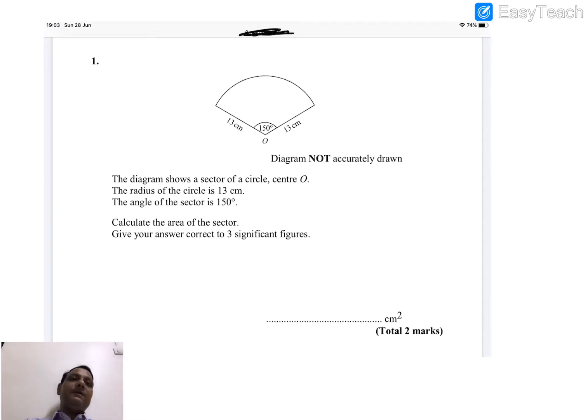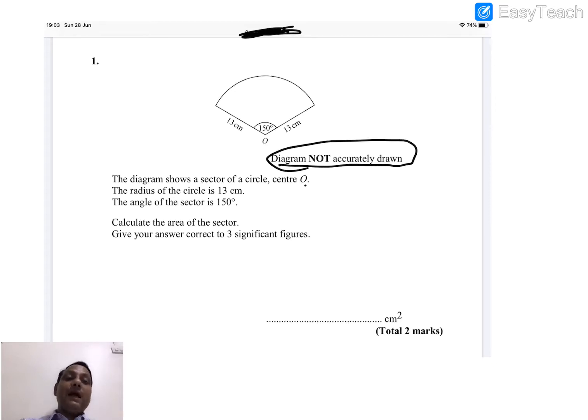This is just some paper where I got it from. This is an IGCSE past paper question. The diagram shows a sector of a circle with center O. The diagram is not accurate, which means it is not exactly 13 centimeters, it's just a scale mapping. You all have to know, because everything has to be printed on A4 paper, so we cannot draw every measurement exactly. For that reason we choose that, and here the angle is in degrees.